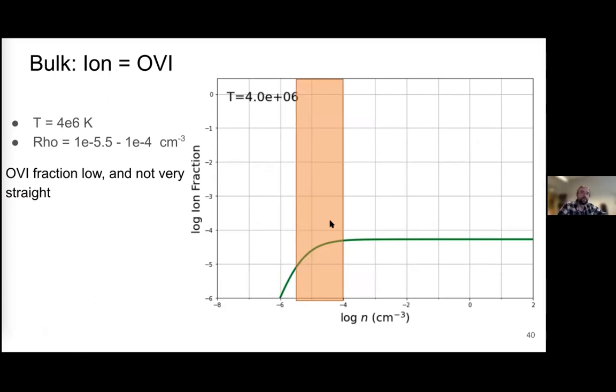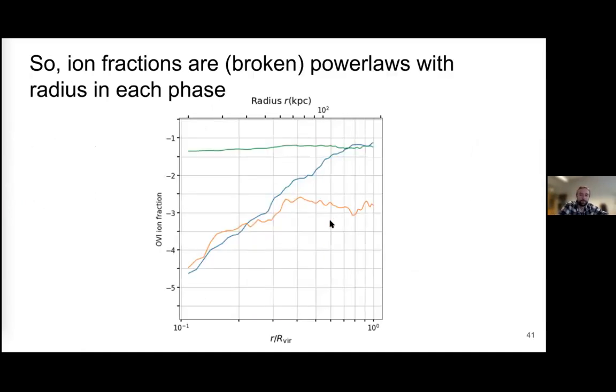So we expect the ion fraction in each phase to be a power law in the streams, flat in the interface, and a broken 2-part power law in the bulk. And that's exactly what we see here. So green is the flat line. Basically, our ion fraction in the interface stays constant throughout the CGM. The ion fraction in the streams gets lower as you go towards the center. And the orange line in the bulk is a broken power law. So it is going down as you go towards the center, and then it stays basically flat after some point.